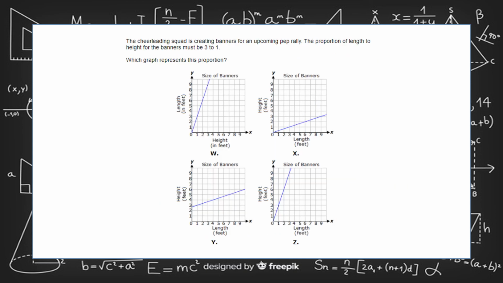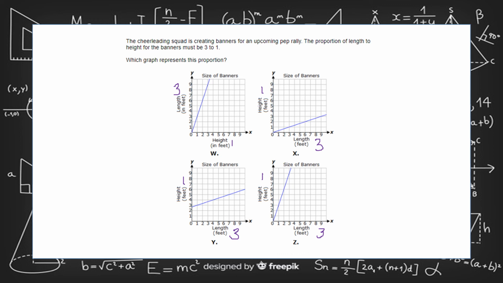The cheerleading squad is creating banners for an upcoming pep rally. The proportion of length to height of the banners must be 3 to 1. So length 3, height 1. Notice that some of these are set up just a little differently. Which graph represents this proportion?